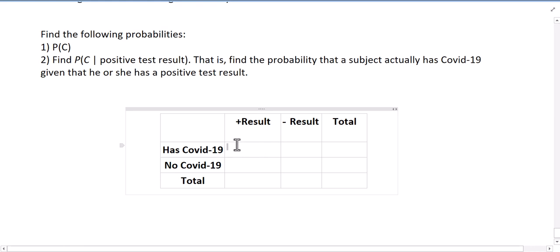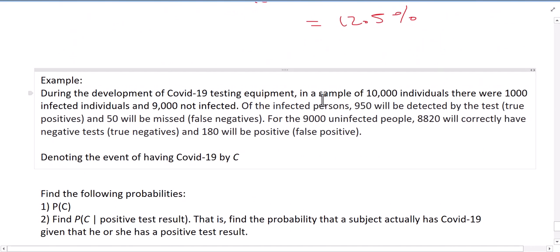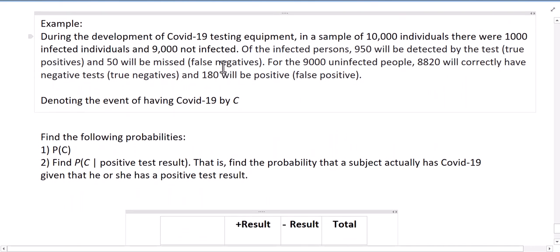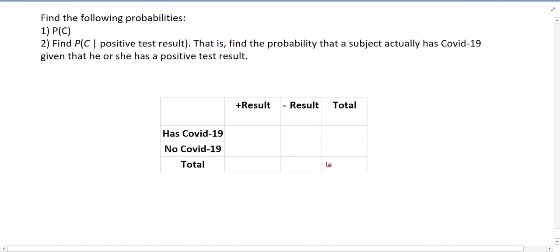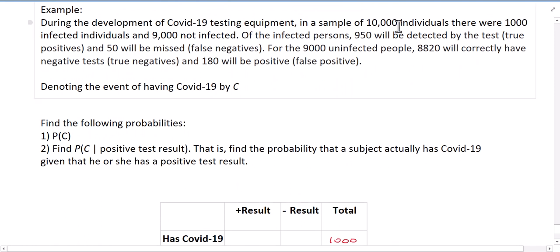Okay, so I know there were a total of 10,000 individuals and 1,000 were infected. So my total of people is 10,000, and 1,000 had COVID. 9,000 did not, right? So let's make sure those do add up to 10,000. That's good. And now let's go back to the rest of the information.